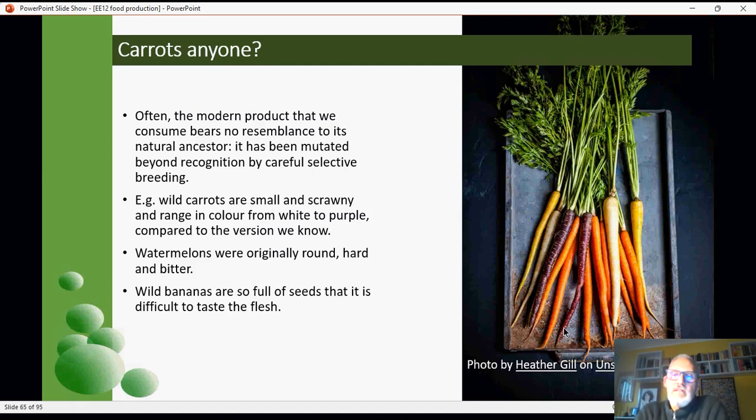But the result is that we have bigger, better, more tasty vegetables than if we were just relying on the original versions. There are plenty of other examples. Carrots are a great example because everyone is very familiar with them. But for example, watermelons, which I think are part of the Cucurbitaceae family, the same family as the zucchini or the courgettes.